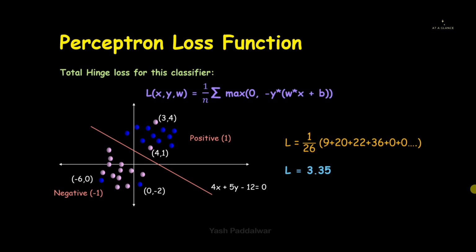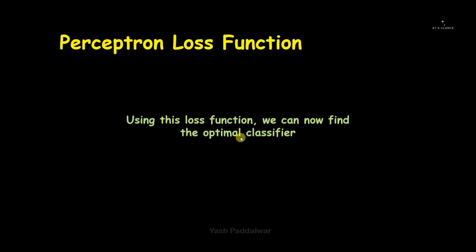And with this particular total loss, we can compare two different classifiers and we can say which one is the better. The lesser the loss value, the better the classifier. So now we are going to use this particular hinge loss function, with the help of which we can find out the optimal classifier.